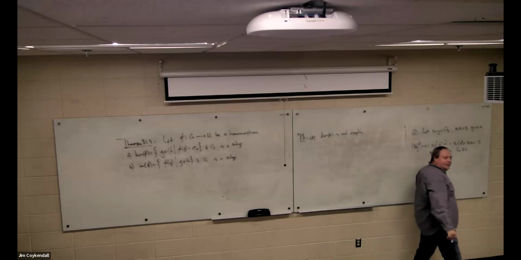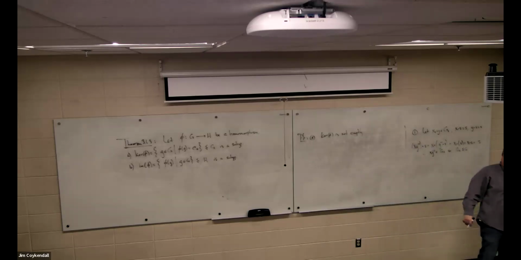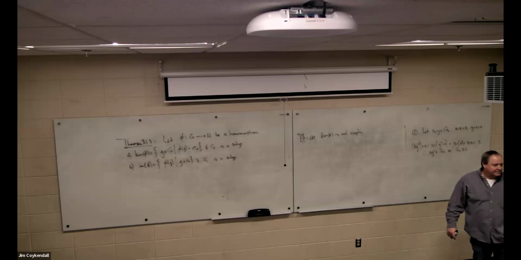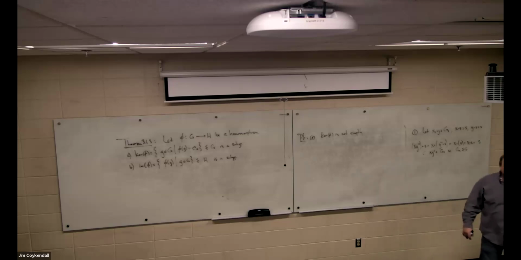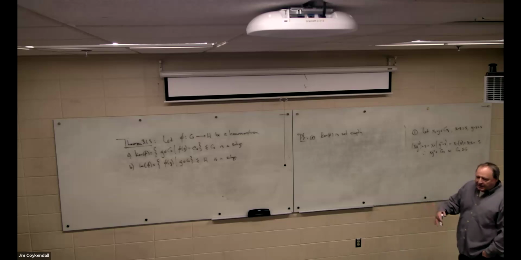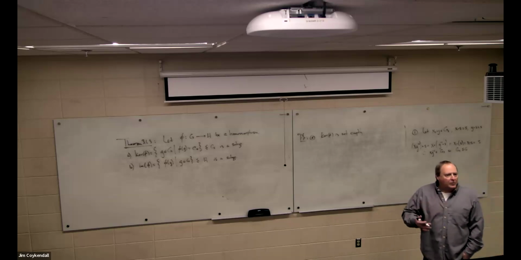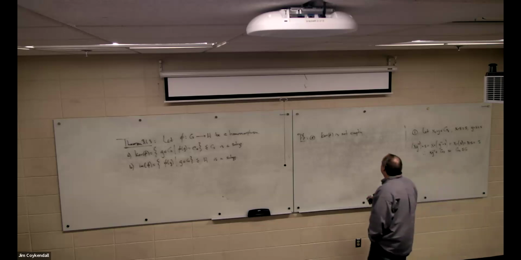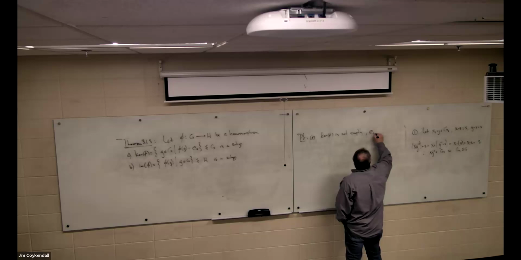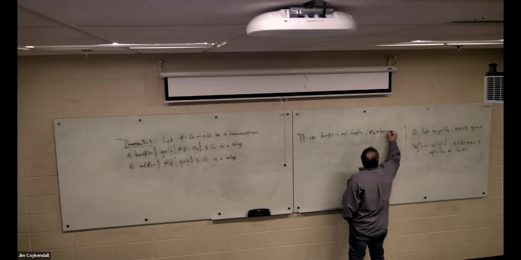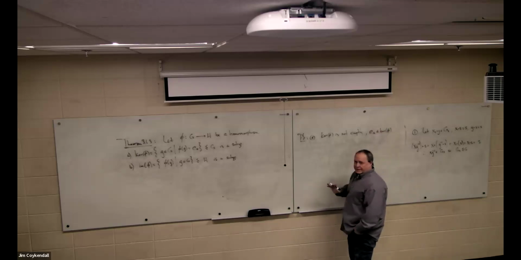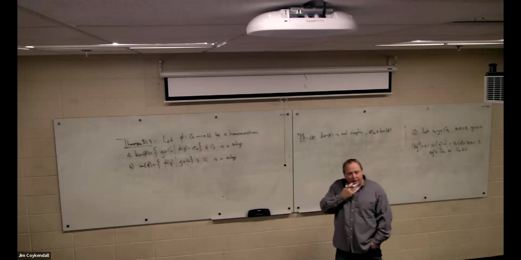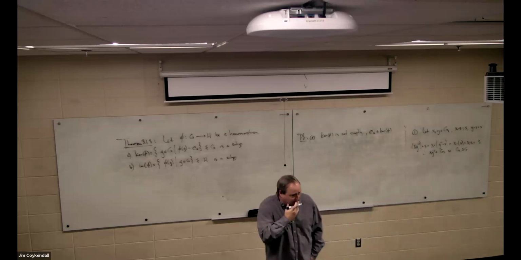Why the kernel is not empty. What's one thing that for sure has to go to the identity of H? The identity of G. That was one of our properties of homomorphisms last time. It has to take an identity to an identity. So for sure I've got that going, right? So it's not empty. So now all I have to do is use the subgroup criteria.